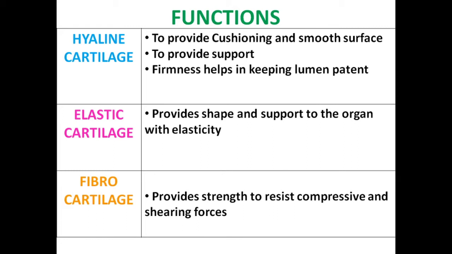The fibrocartilage is mainly known for its strength to resist compressive and shearing forces. So they are present in the sternoclavicular joint. They are present in the pubic symphysis. They are present in the glenoid labrum and the acetabular labrum. So all these places need strength to resist the compressive and shearing forces during the movement of the joint. So that is the important function of the fibrocartilage.